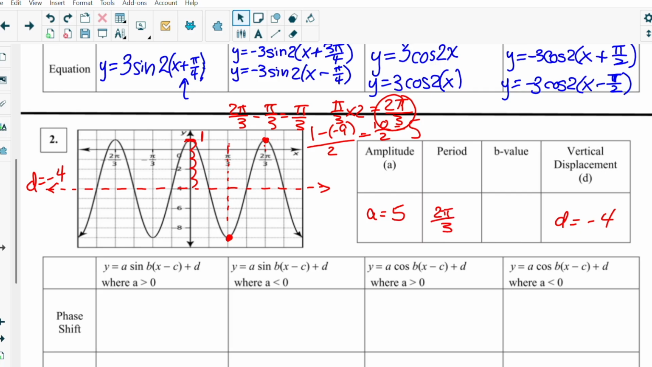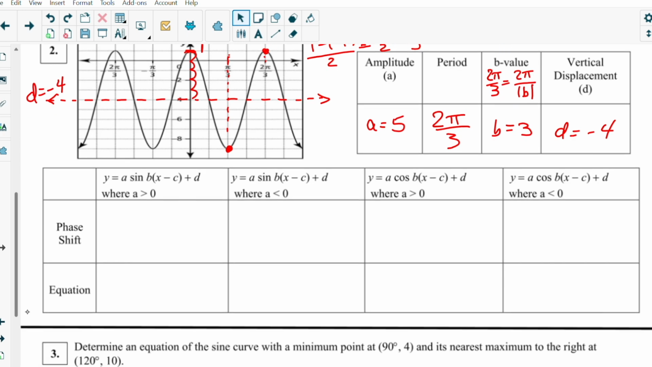Okay? So my period is 2 pi over 3. What's my b value? So if I do 2 pi over 3 equals 2 pi over absolute value b, well, my b value has to be 3. Okay, so we got the a, b, and the d value.